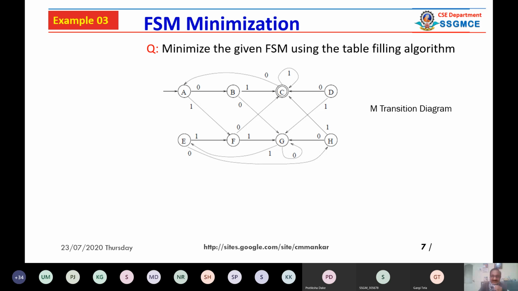So here we are using the table filling algorithm. Don't call this a table filling algorithm. Actually, its name is the Myhill-Nerode theorem. So we shall later talk about what the Myhill-Nerode theorem is and other methods. Anyway, there are 8 states.